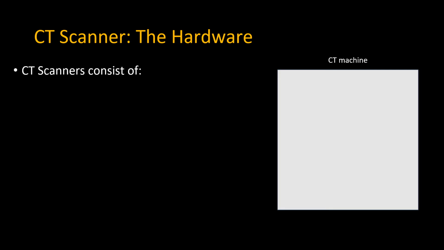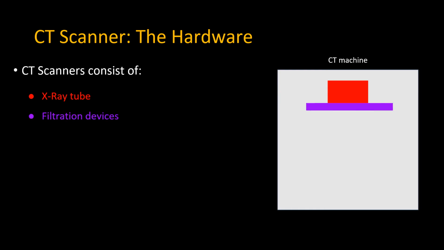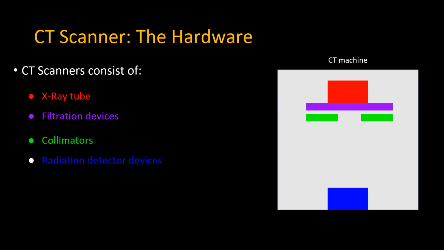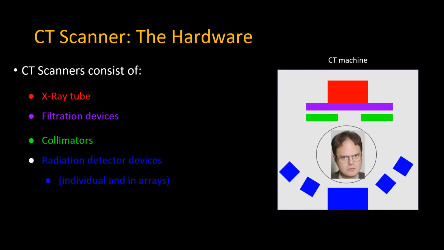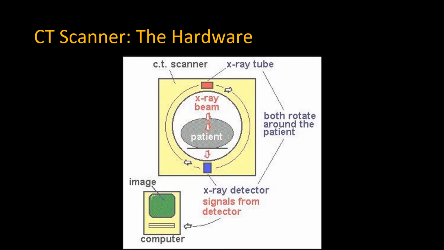So CT scanners have 4 main components, which we'll cover in more detail. First is the X-ray tube, followed by filtration devices and collimators. And these sit opposite the radiation detector devices, which can be individual or arranged in an array. And in the center, we have our patient, in this case, Dwight Schrute.